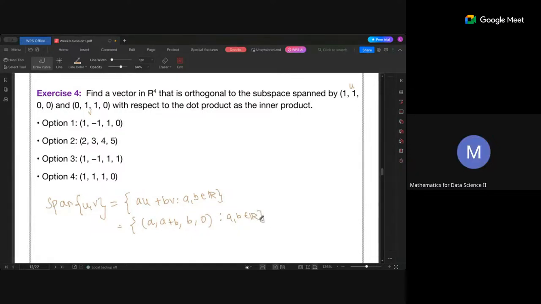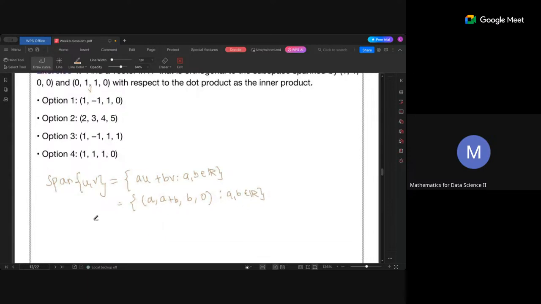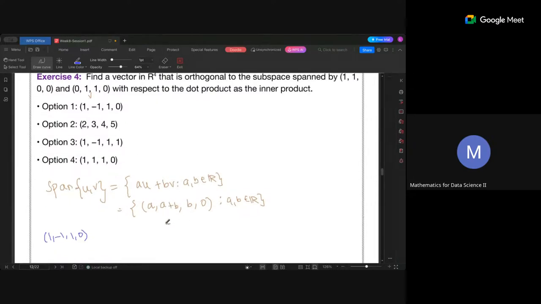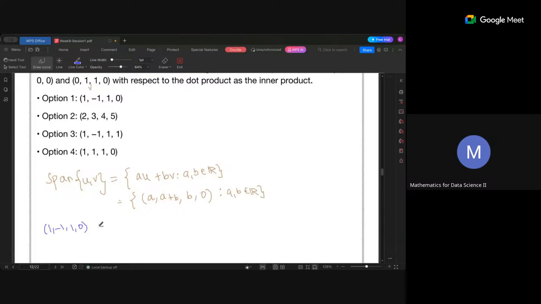Okay. Now, which of the following is orthogonal to any vector here? So let us start with the first one. Ma'am, instead of doing that, we can also take the first element of the spanning set and multiply it by all the options and see if the inner product is zero or not. See, in that case, you have to check whether this is orthogonal to both the vectors. That is also fine. Or you can check just the dot product of these two vectors. Anyway, it's fine.